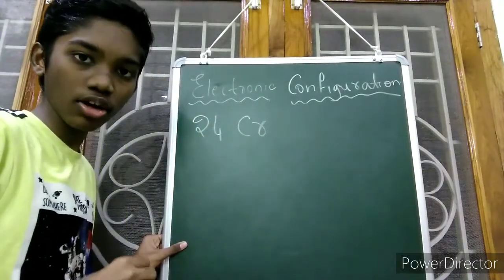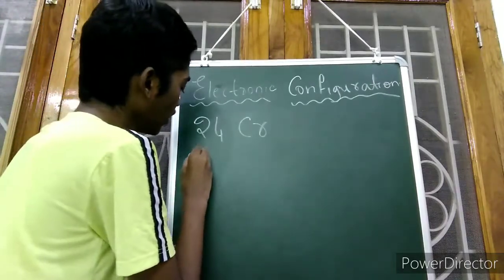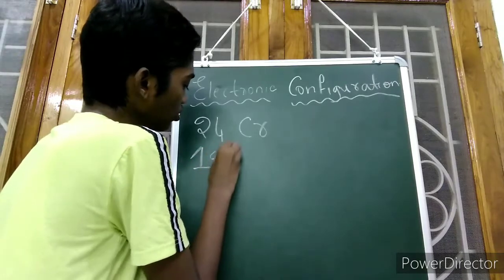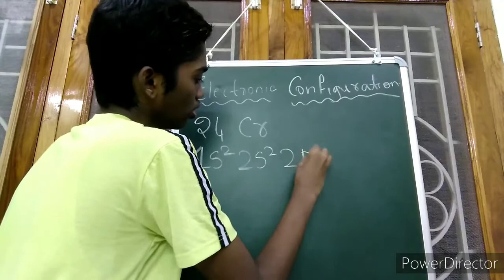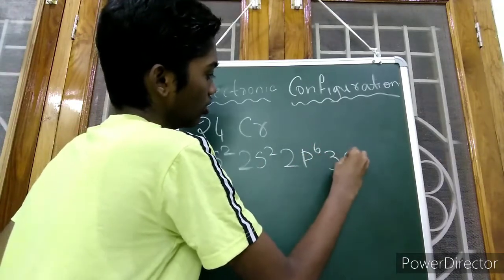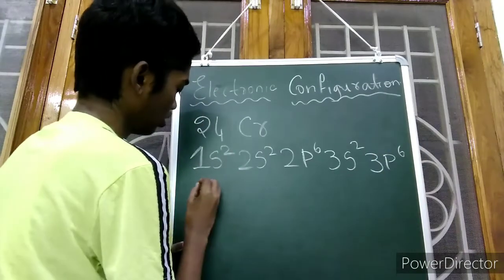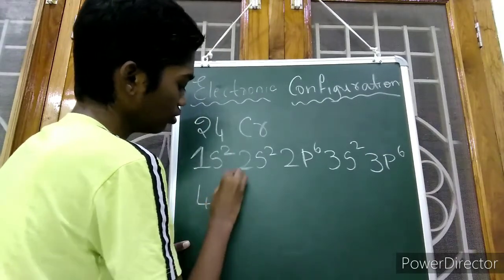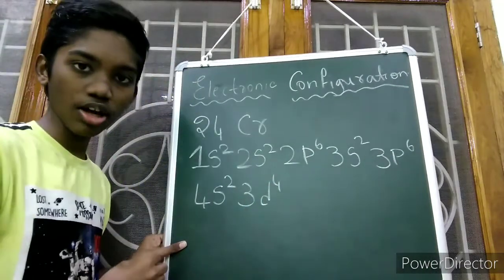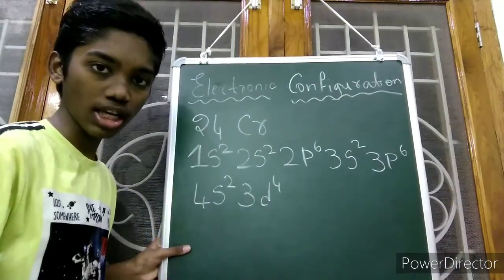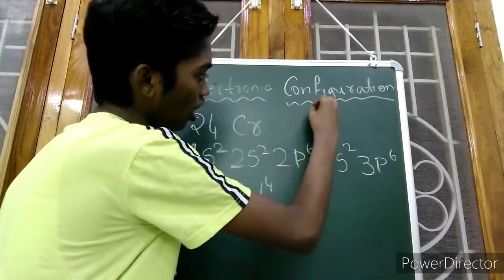If we write the electronic configuration of this element by following the Aufbau chart, the electronic configuration will be 1s2, 2s2, 2p6, 3s2, 3p6, 4s2, 3d4. This is the electronic configuration if we follow the Aufbau chart. But if you write it like this, the electronic configuration will be wrong.